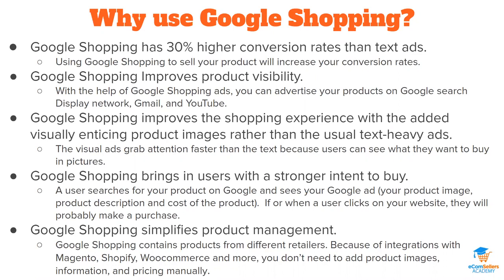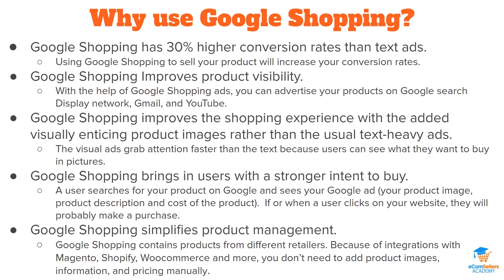Google Shopping brings in your users that have a stronger intent to buy. So if it shows up in the search, that means that I have the opportunity to click on one of them. If I click on it, it's going to go to that website. So if it's your own website, that's great. If it's still on Google Shopping, that's fine as well. But it will go to the website. And so if I intended to purchase, I'm more likely to just go ahead and purchase while I'm there versus continuing to shop around. And then it simplifies product management.